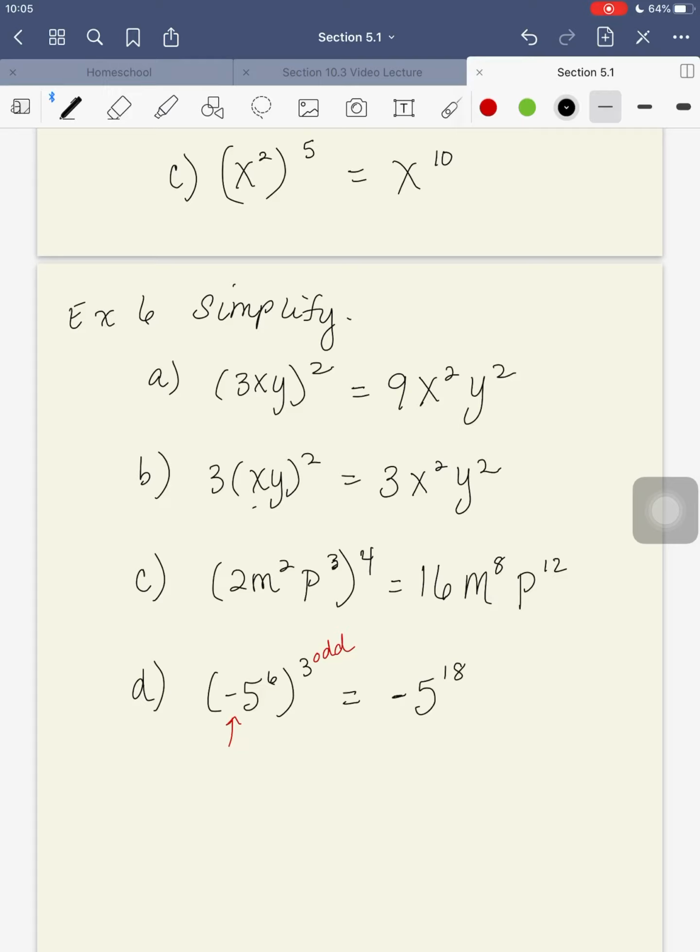All right, let's do one more actually. Let's do negative 5 to the 6th squared. Since we have an even exponent and a negative inside the parentheses, we know that this one will evaluate to a positive. So that's going to be a positive 5 to the 12th.